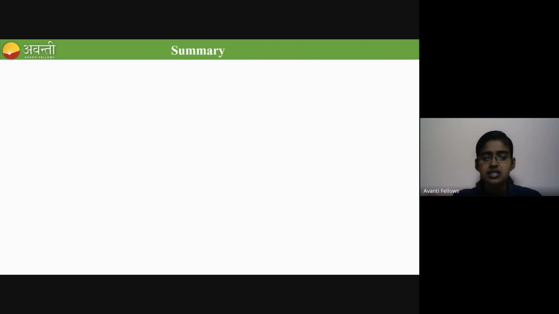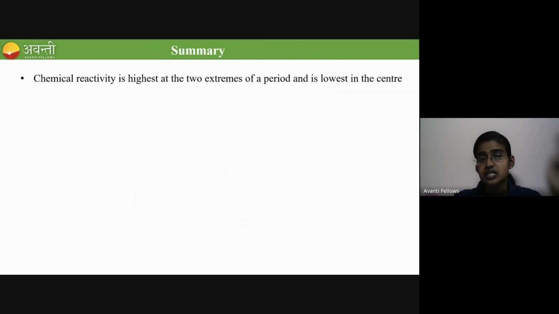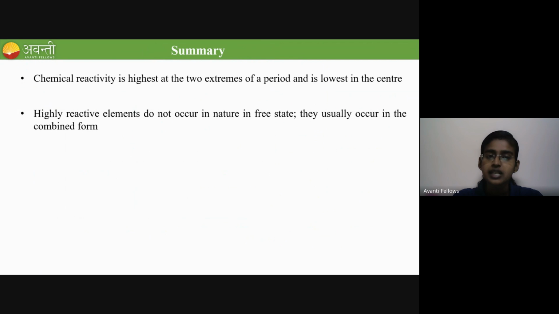Now let me summarize the chemical property and its trend. Chemical reactivity is highest at the two extremes of a period and is lowest in the center. The left side elements and right side elements are highly reactive compared to the elements in the middle of the periodic table. And highly reactive elements do not occur in nature in the free state. They usually occur in the combined form. Suppose oxygen, which is highly reactive: it will not exist as O, it will exist as O2. So they are reactive, so they exist in the combined form.